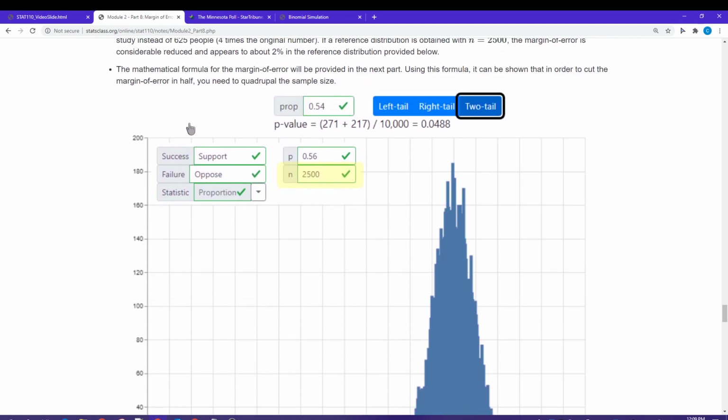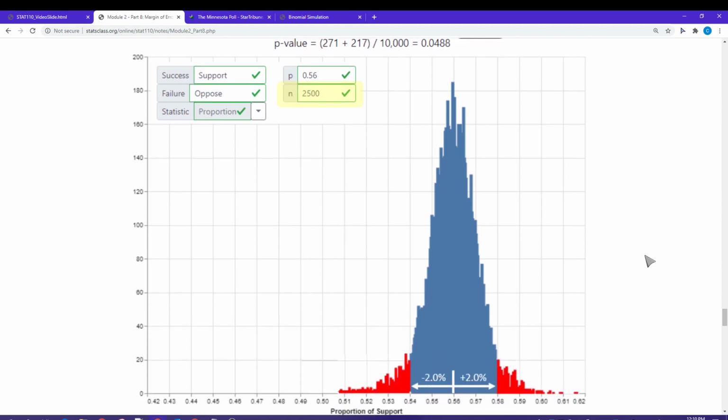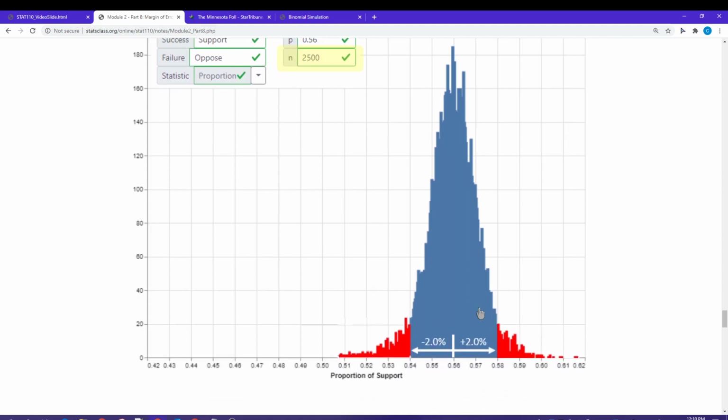In fact, we can show with the formula, which will be presented in the next part, that you need to quadruple your sample size in order to cut your margin of error in half. And that is what I have shown here. If you want to cut your margin of error in half, you're going to need to quadruple your sample size.